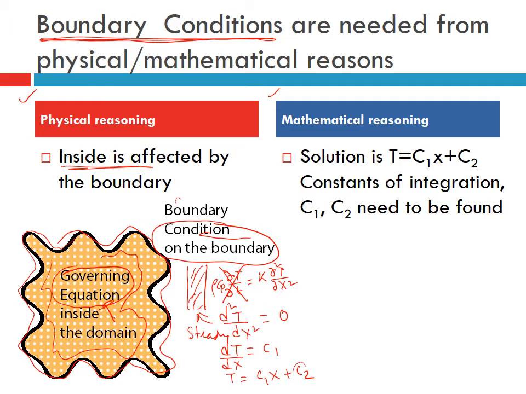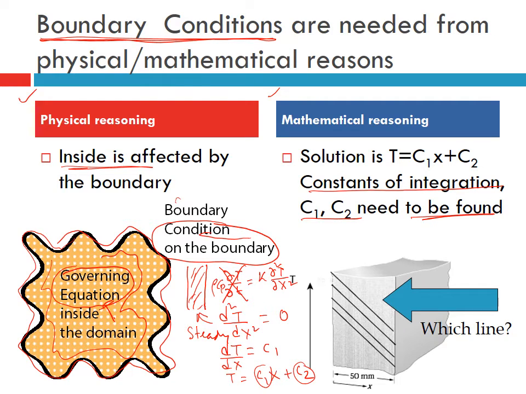But what are these C1 and C2? Those are the constants of integration. They need to be found. Without that, you know that it's a straight line, but you don't even know its slope or its intercept. In other words, you cannot have a number that you need in the real world. You only have the trend. So to get the number, we really need C1 and C2.